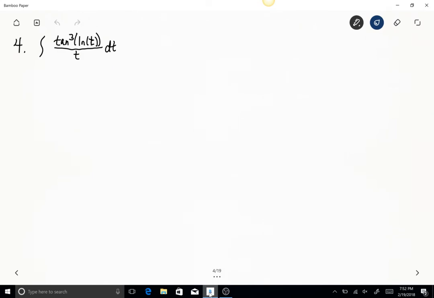We have our tangent cubed natural log of t divided by t. My question for you is, what do you think we'll use in this one? What sort of techniques will we use to try and tackle this integral? Let me know, and it's alright to take a guess. Let's see what happens.